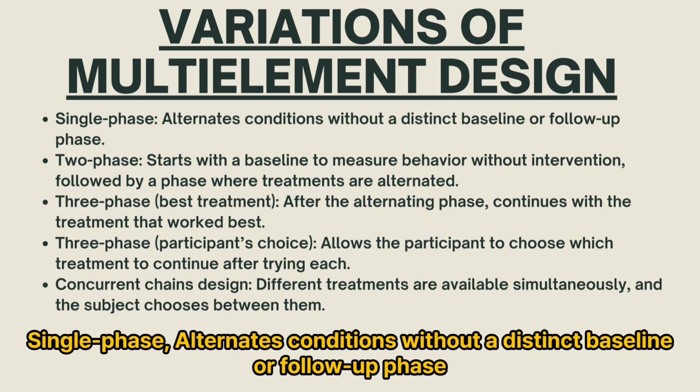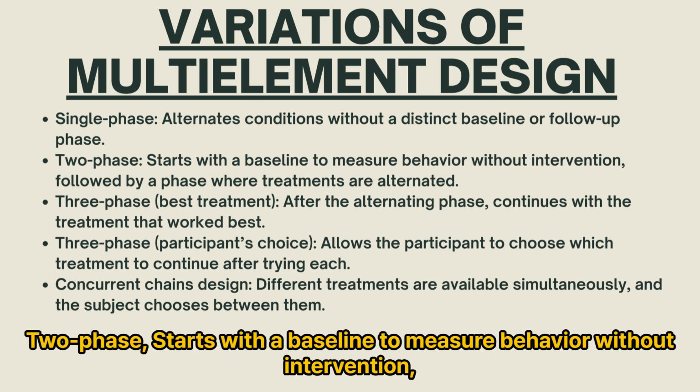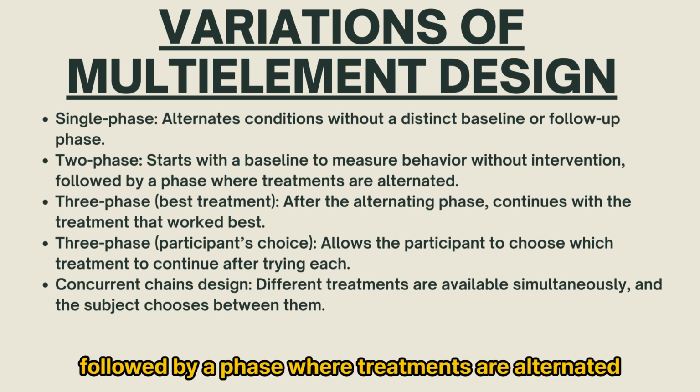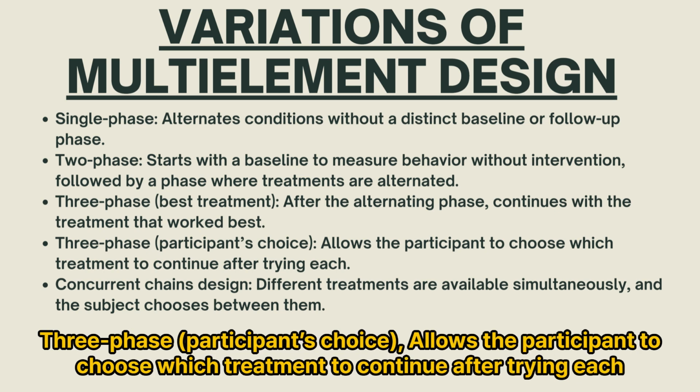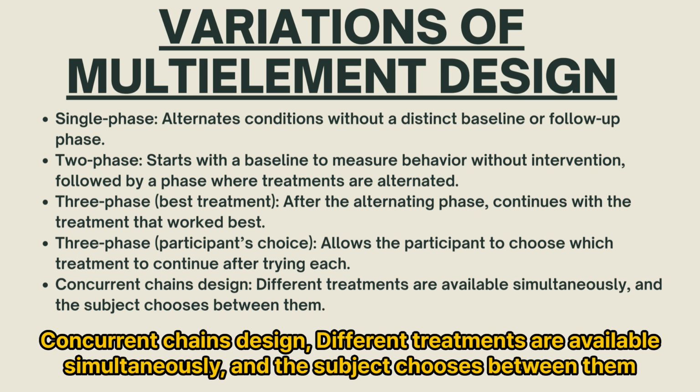Variations of multielement design. Single-phase: alternates conditions without a distinct baseline or follow-up phase. Two-phase: starts with a baseline to measure behavior without intervention, followed by a phase where treatments are alternated. Three-phase, best treatment: after the alternating phase, continues with the treatment that worked best. Three-phase, participant's choice: allows the participant to choose which treatment to continue after trying each. Concurrent chains design: different treatments are available simultaneously, and the subject chooses between them.